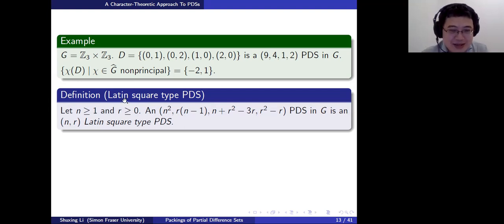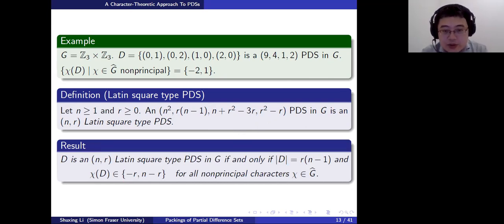Okay. One thing about Latin square type PDS is that, remember, for a general PDS, we need 4 numbers to decide its parameters. However, for Latin square type, we need only 2. If we specify 2 numbers n and r, then the 4 parameters follow from those n and r. So knowing n, we know the order of the group must be a square, n squared, and knowing n and r, we can derive the last 3 parameters.